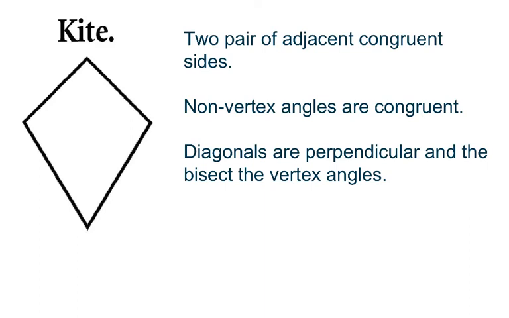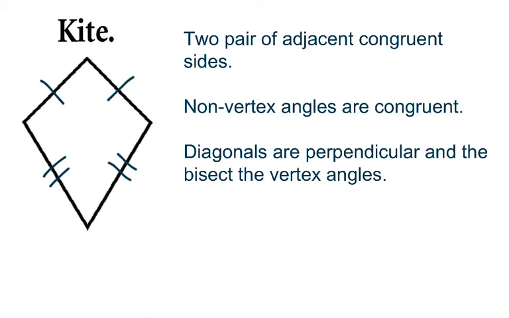Alright, so here's a quadrilateral. This is not a parallelogram, but it is a quadrilateral because it's 4 sides, and this is called a kite. So here are the properties of a kite. 2 pairs of adjacent congruent sides, so these 2 up here that are adjacent to each other, those are congruent, and then these 2 down here are congruent.